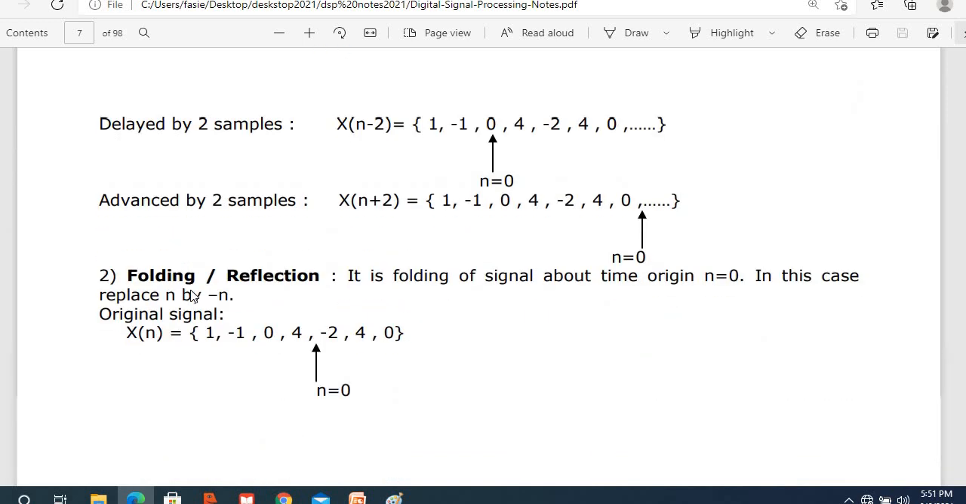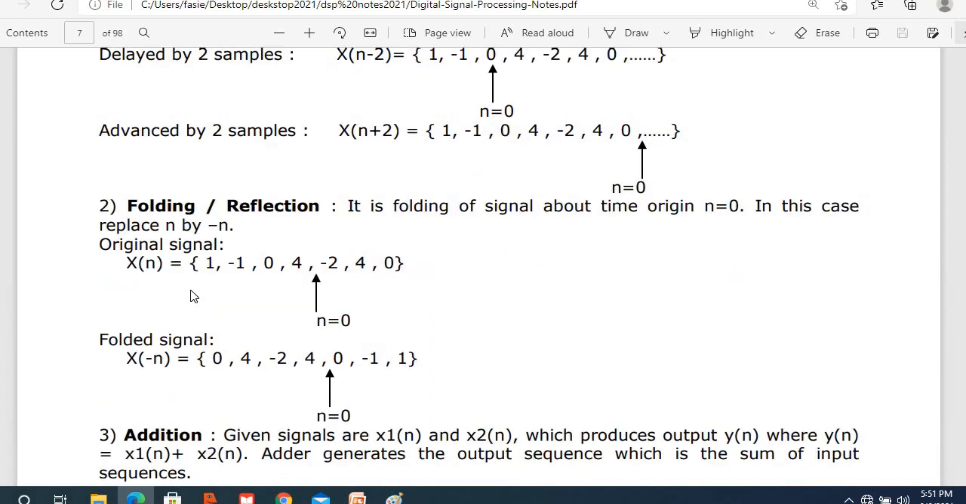Similarly, the next concept is folding or reflection. What is the meaning of folding? It is defined for a signal about the origin n is equal to 0. In this case, it can be folded to n is equal to -n. That means whatever left hand side values are there are shifted to the right hand side. You can see here x of n, I am folding into x of -n. So whatever value you had on the left, and the right hand side, will move to this particular direction. This is called folding or reflection.